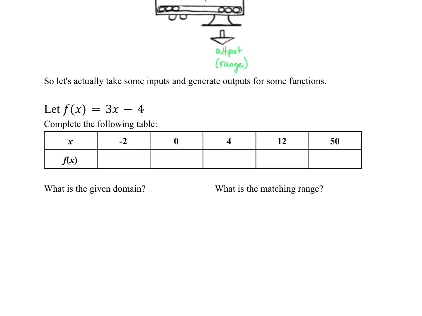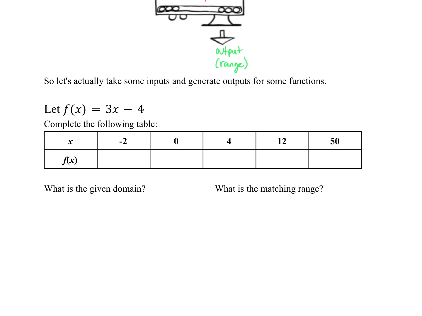So let's take, for example, f of x equals 3x minus 4. So this is the name of the function f, and then x is the input, and so this is what the machine does. The machine says take the input, multiply it by 3, and then subtract 4.